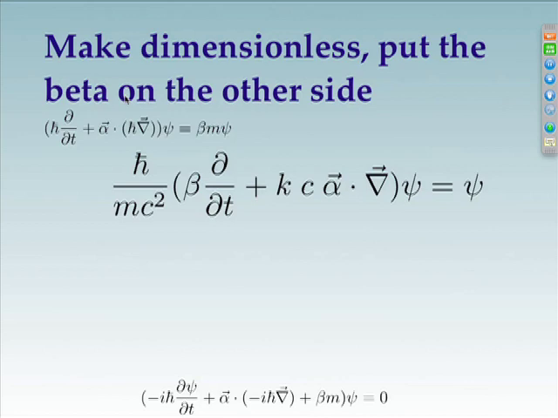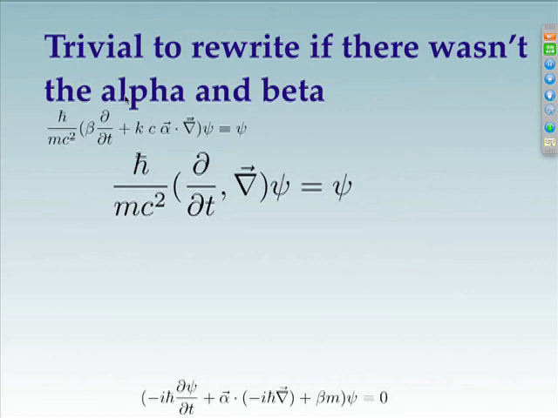And then if I just tried to think about this without those alpha betas, this is what I would have: an h bar over mc squared del phi. That looks pretty easy. If I square that thing, I'm going to probably end up right at the Klein-Gordon equation. So that's why that's good.